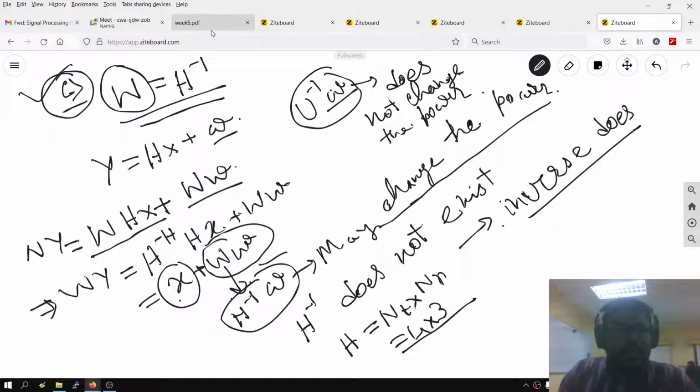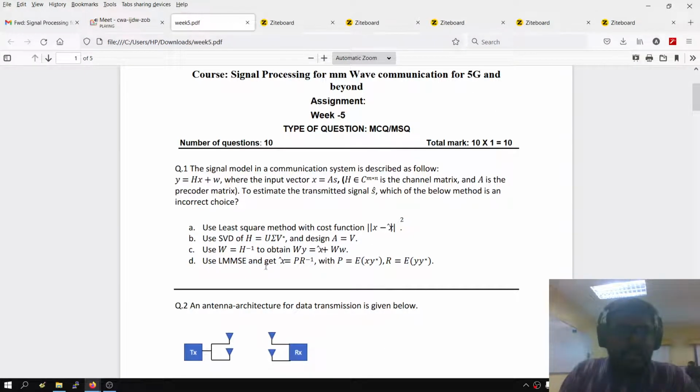And LMMSE I will derive, but it is asking which of the below methods is an incorrect choice for the transmitted signal. So if I choose H inverse, it does not guarantee that our channel, as described M into N, has an H inverse. There is no guarantee, and it is also changing the noise power if I think in that way. So it is not a perfect way. And then the last option, that is the LMMSE method.